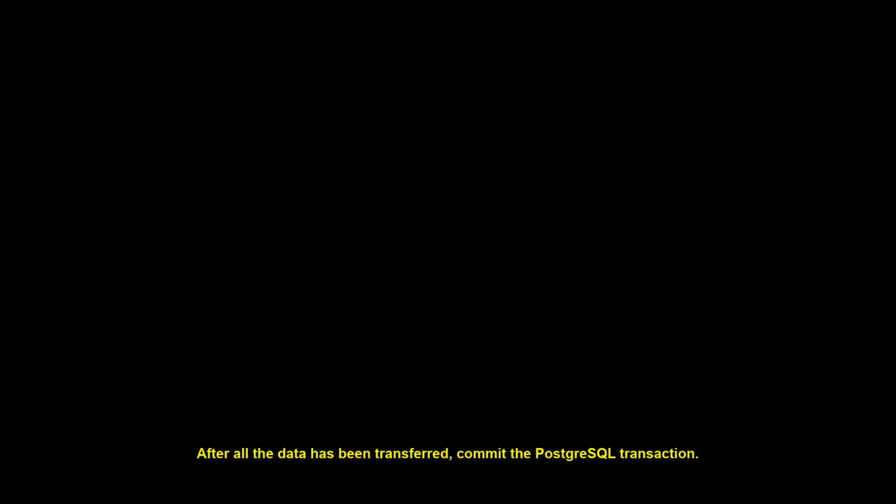After all the data has been transferred, commit the PostgreSQL transaction. Close both the SQLite and PostgreSQL connections once the transfer is complete. Add error handling to manage any issues during the connection or data transfer process. Test your script thoroughly to ensure data integrity after the transfer. Use logging to track the process for future reference.